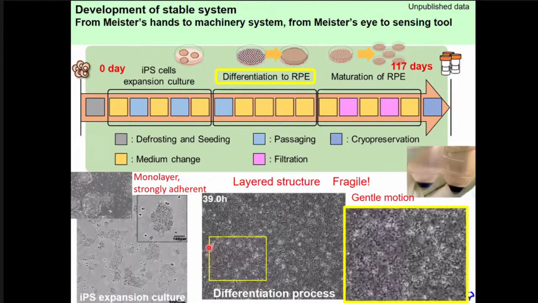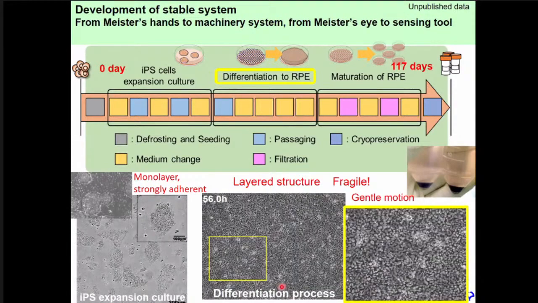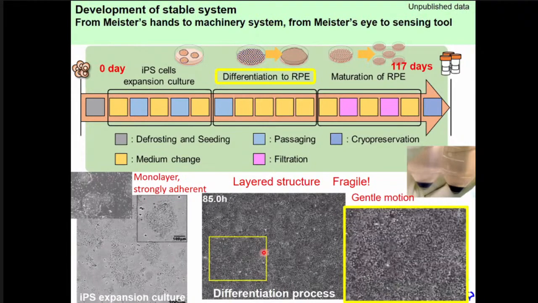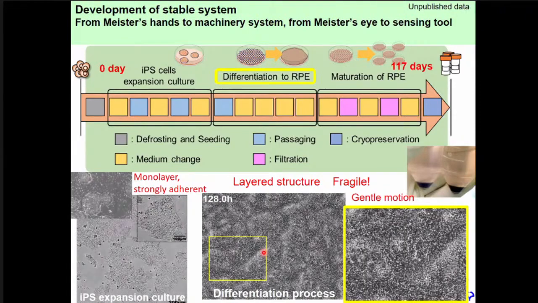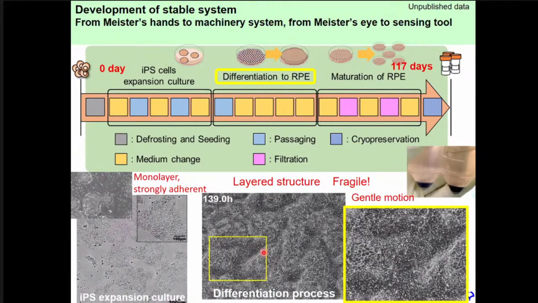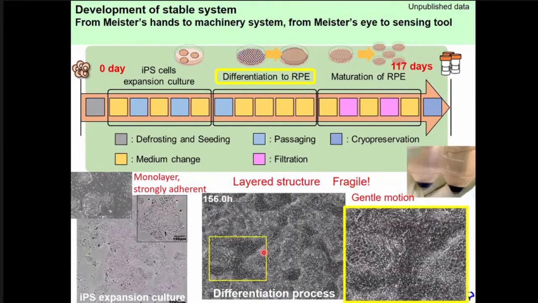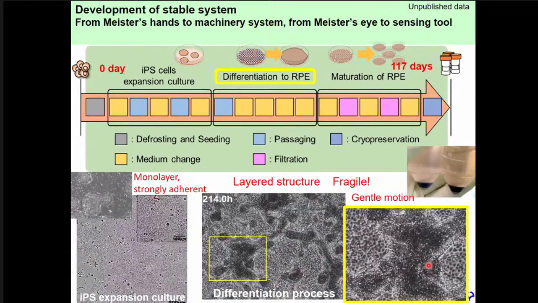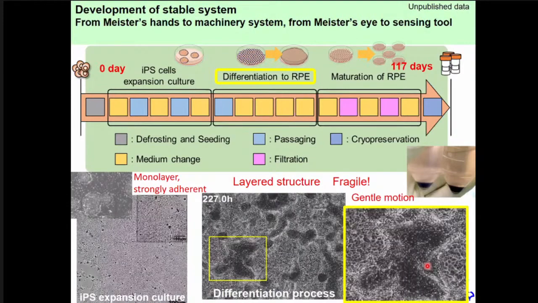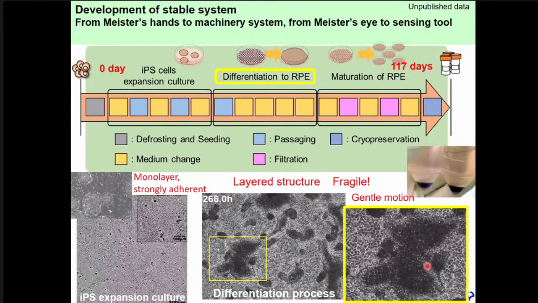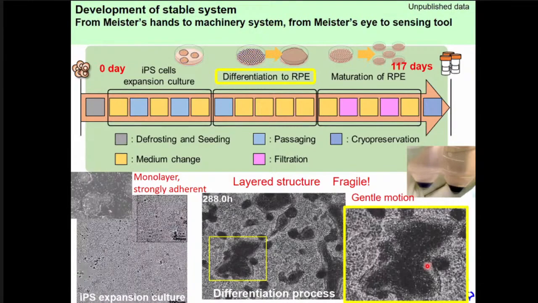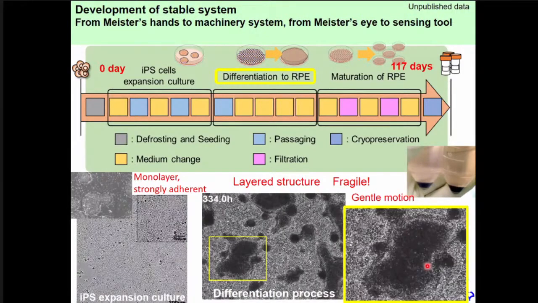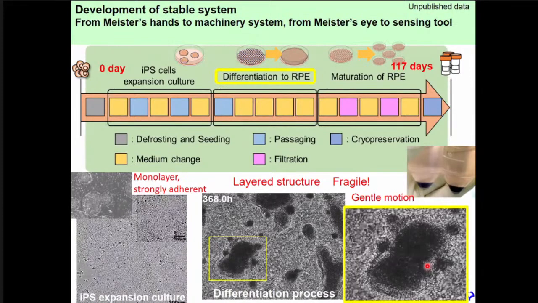Confluent, many cells, and it looks like a fragile layered structure. If bad motion, shaking, occurs more, we will see many cells of this type. This part looks like the fragile part. So we need a good motion, gentle motion during the process. So only the expert can perform well. So we try to prepare the machinery system for this purpose.